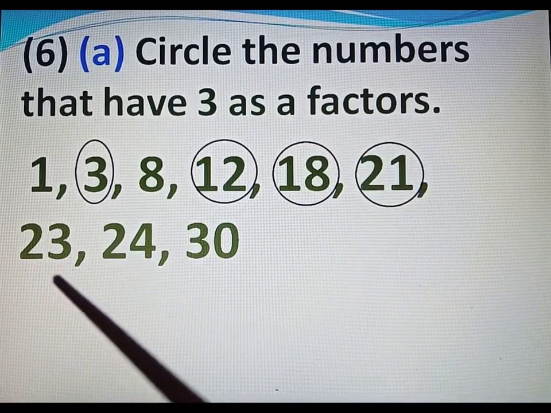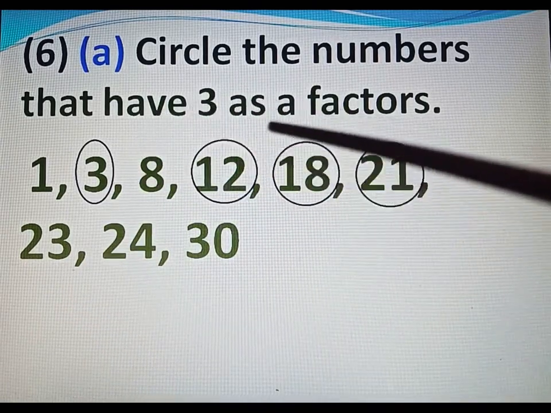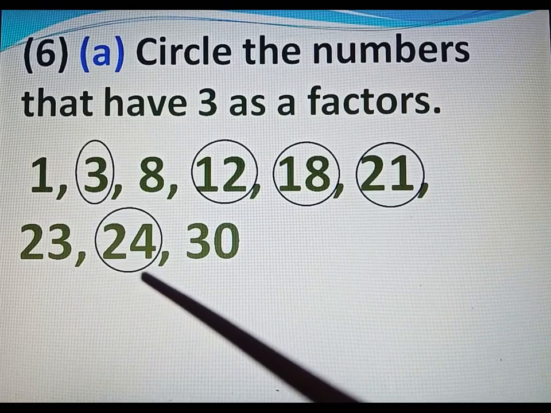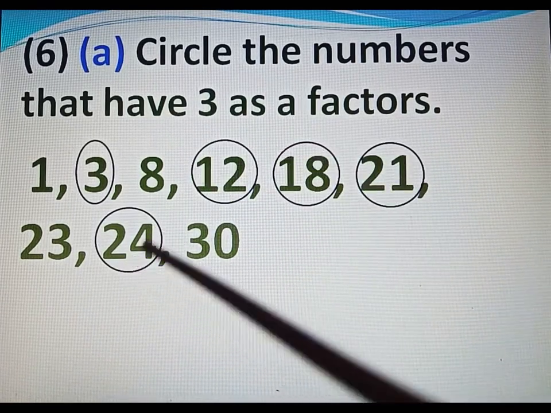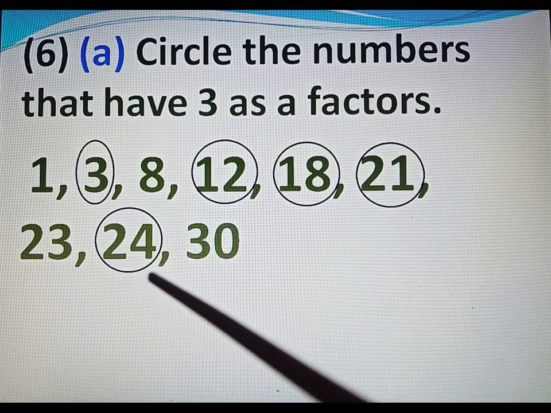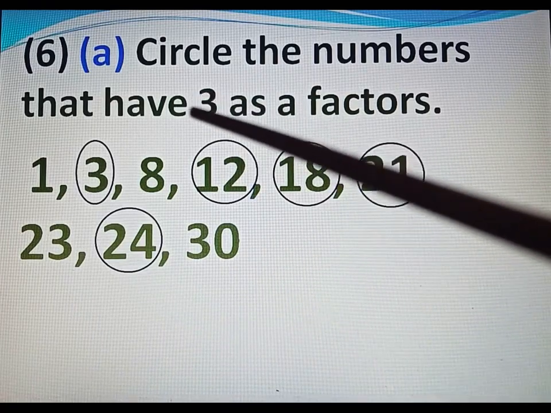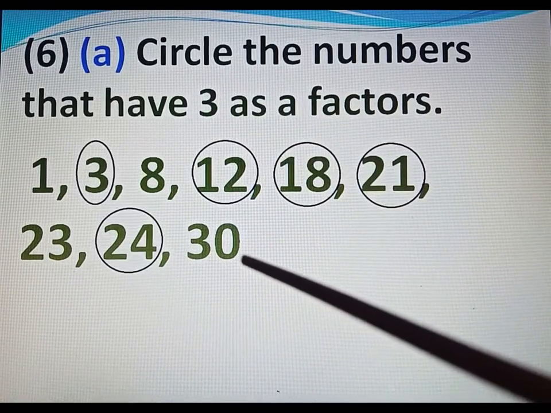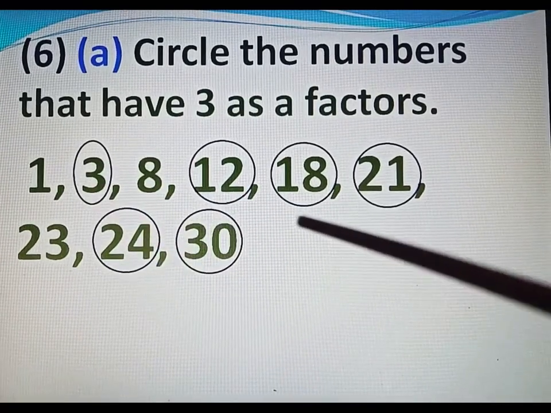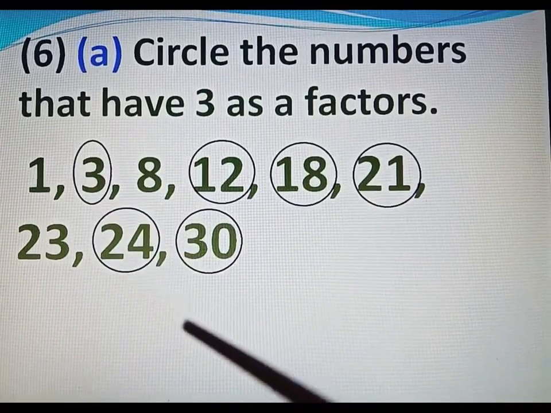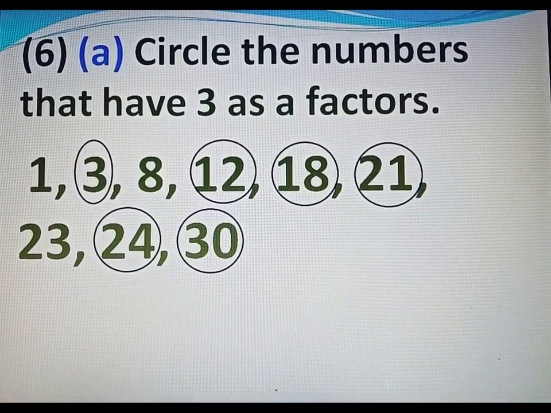Now next number, see 23. 23 is not divisible by 3. So 23 is not a number that has 3 as a factor. Now see next number 24 is divisible by 3. So 24 is a number that has 3 as a factor. So we will circle this number. Now see 30. 30 is divisible by 3. So we will circle this number. So this 3, 12, 18, 21, 24 and 30 are the numbers that have 3 as a factor.